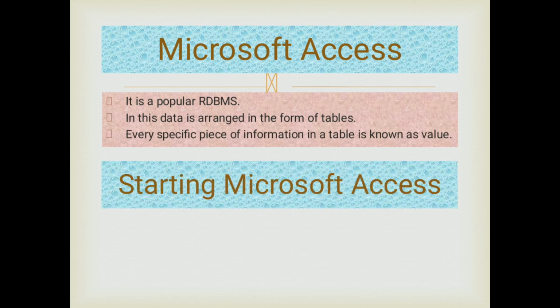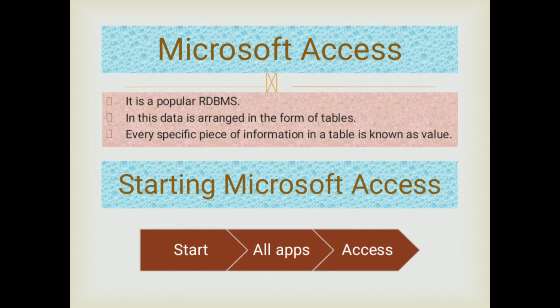Next, how to start Microsoft Access. To open Microsoft Access, first click the start button, second click all applications, and lastly click the Access option. Now, what are the main components of Access window? First is title bar. This is the topmost bar of the window and it displays the title of the application, that is Microsoft Access. It also contains minimize, maximize and close buttons.